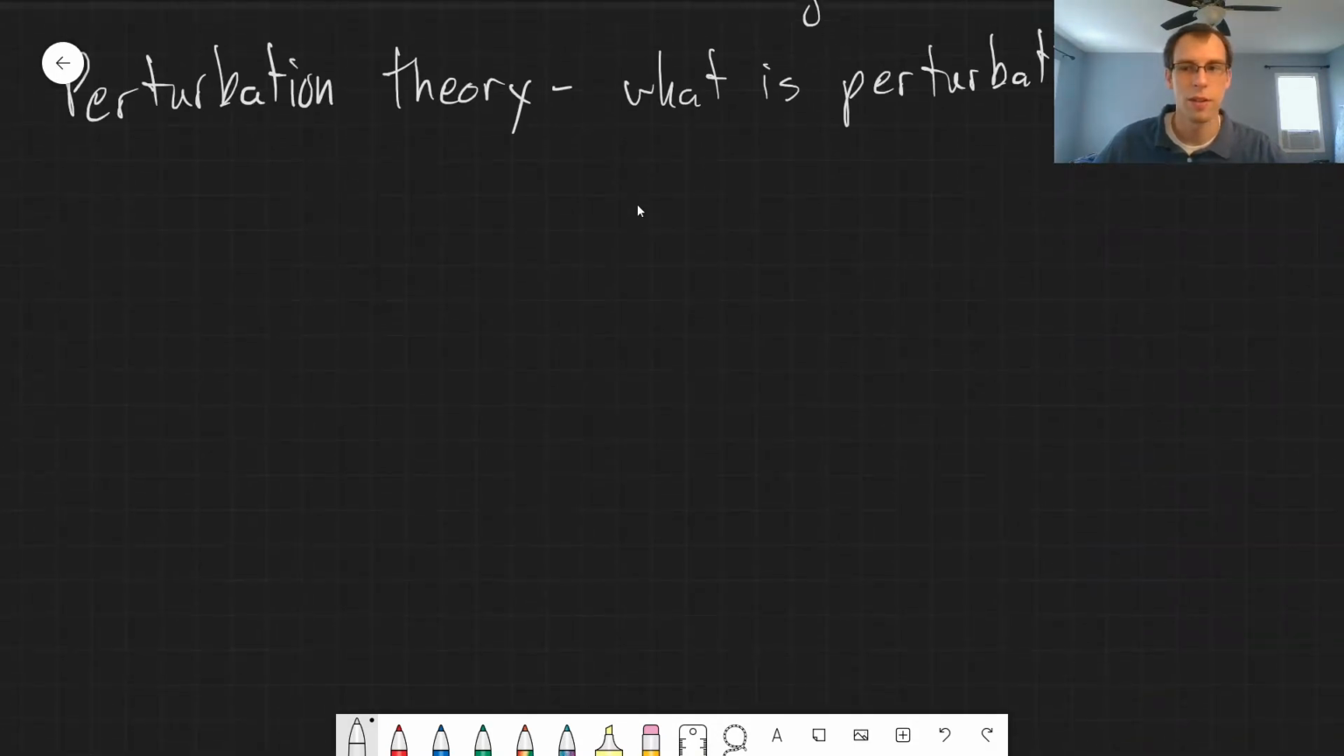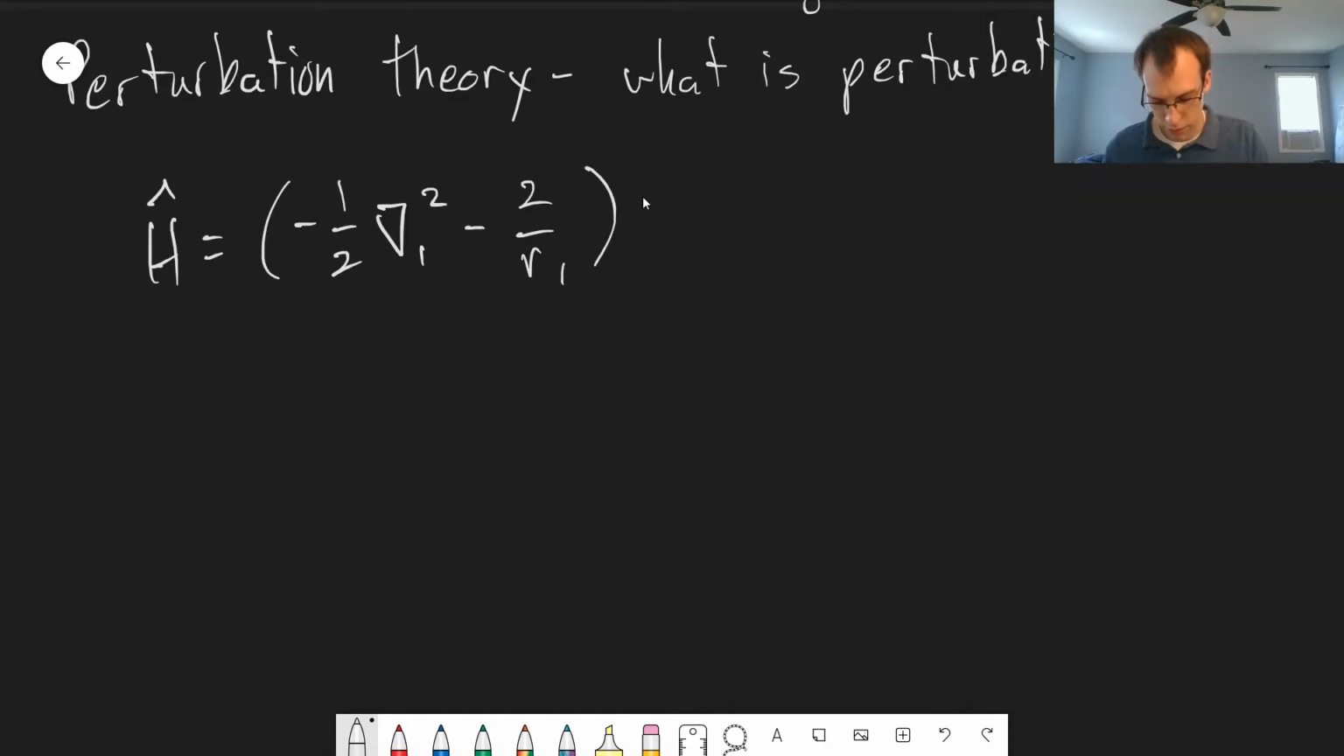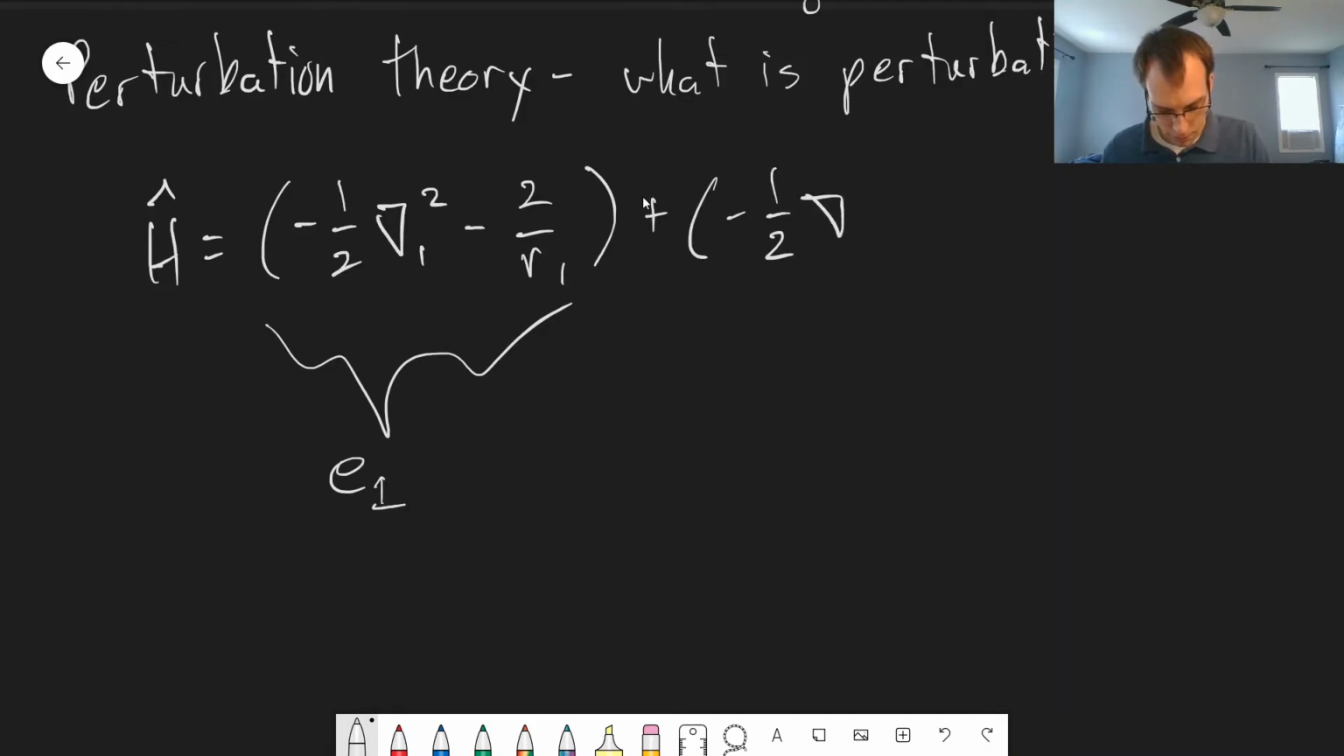So perturbation theory, if we're looking at the helium atom, we know that we have two for each electron by itself. If we ignore the electron-electron repulsion, we can solve those problems. So if we have this 1/2 del 1 squared minus 2 over R1, right? All these involve just electron 1. And we'll have another term that's very similar for electron 2. That should be a 2. And these are terms that only involve electron 2.